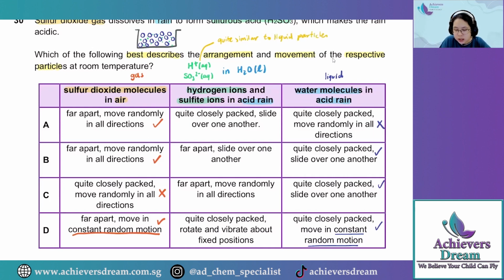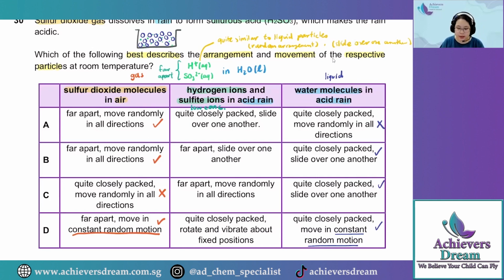In other words, we expect them to have a rather random arrangement and we expect them to slide over one another. As for how closely packed they are, remember that they have a low concentration. So they are interspersed between many water molecules. Hence, they will still be quite far apart, more far apart than in a pure liquid.